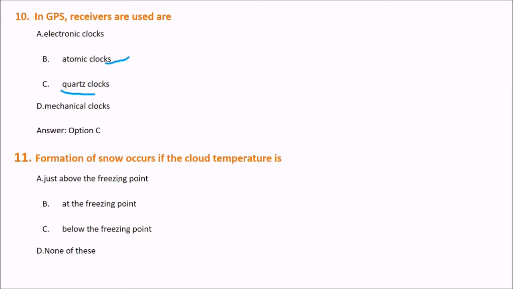Next is, formation of snow occurs if the cloud temperature is. See, this is quite easy to answer. The answer is below the freezing point.